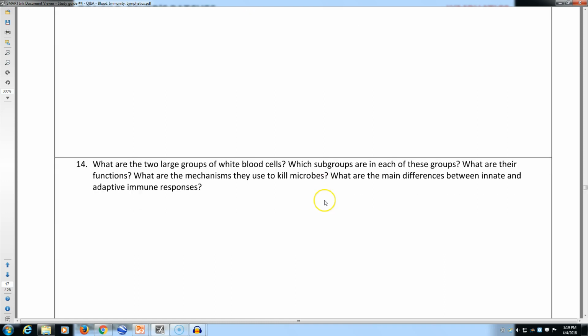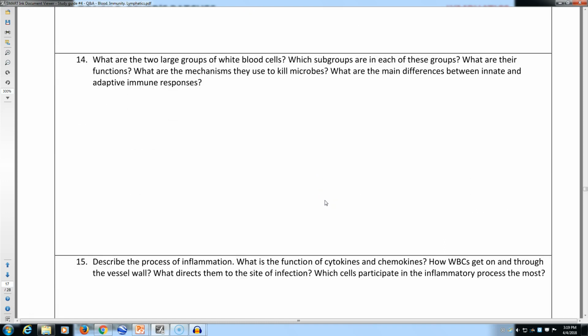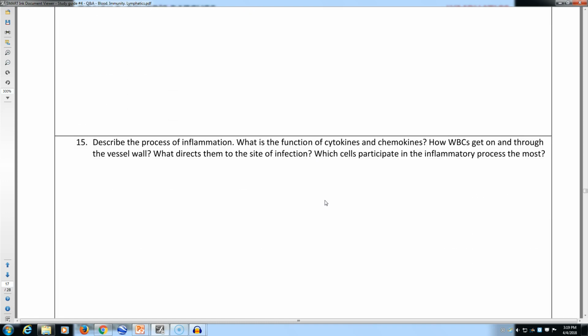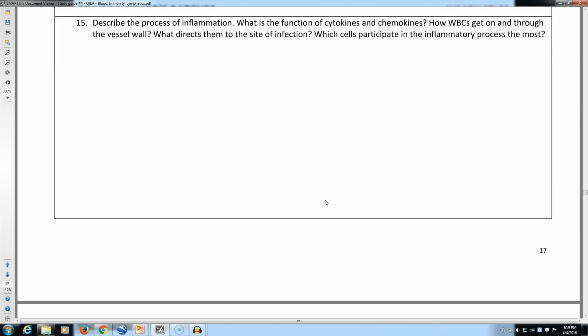Again, blood cells, innate, adaptive, so inflammation, it kind of reiterates, yeah, which cells? Two cells that participate in the general inflammation the most. Basically, phagocytes. Which two phagocytic cells do we have? Neutrophils, macrophages.